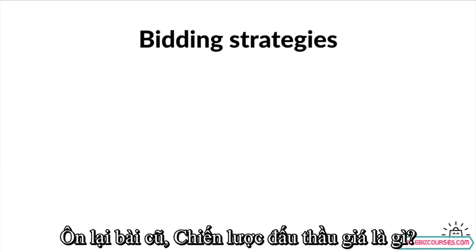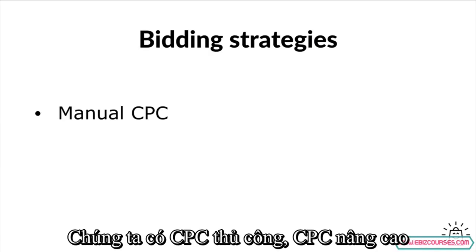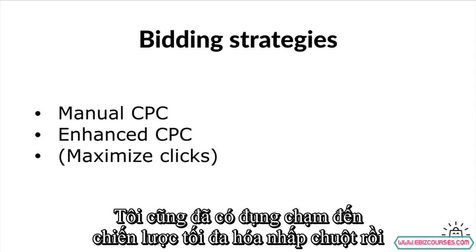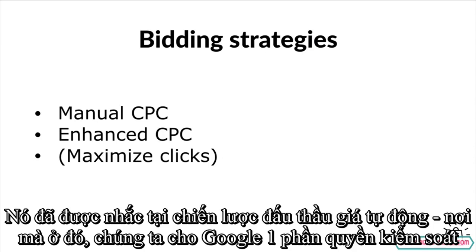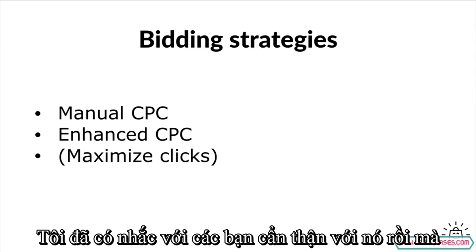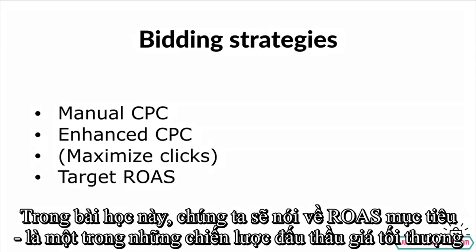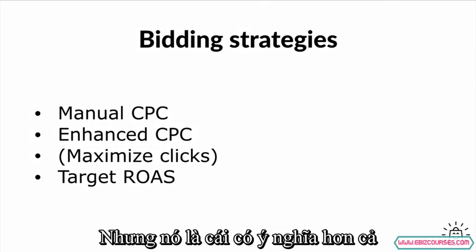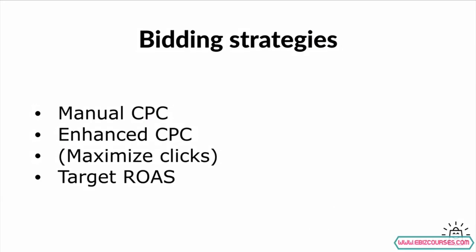A quick reminder, what were bidding strategies? Well, we had manual CPC, we had enhanced CPC, and I touched on the maximize clicks bidding strategy. This was already an automated bidding strategy where we gave Google some control. In this case, we just give them the budget and they get us as many clicks as they can. I told you to be careful with that. So in this lesson, we're going to look at target ROAS, which is also an automated bidding strategy, but one that makes a lot more sense.